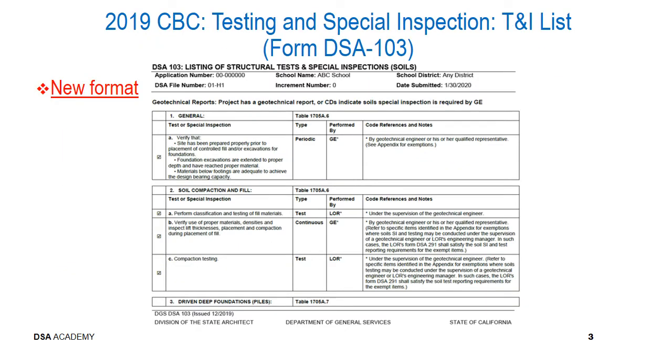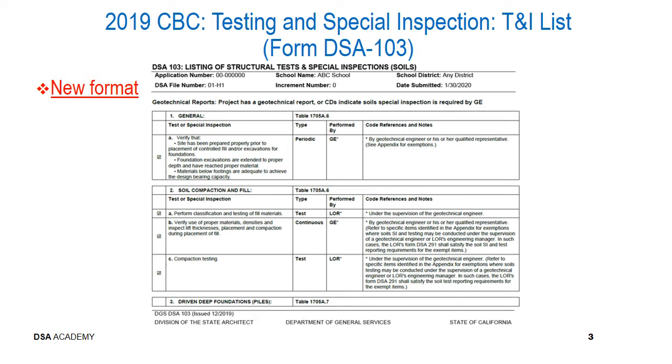As I mentioned on the previous slide, we do have a new format for the DSA 103, and in fact we might even be getting a slightly different version of this in the coming months or later this year. As you can see, there are checkboxes on the left side of the screen, and everything else is pretty similar to the last version from last year. So just take a look, and if the item is checked, then it applies.